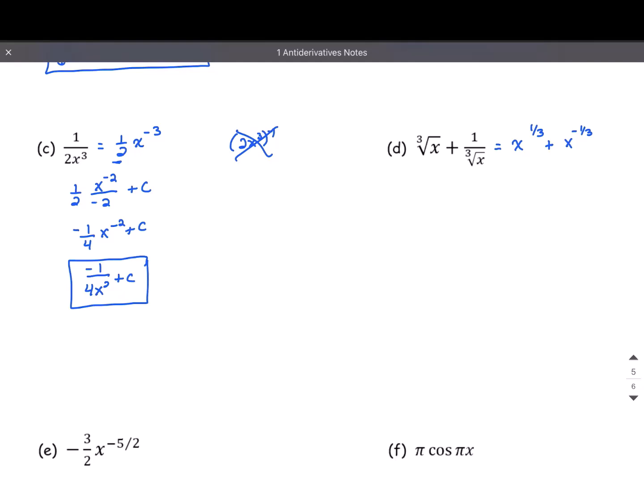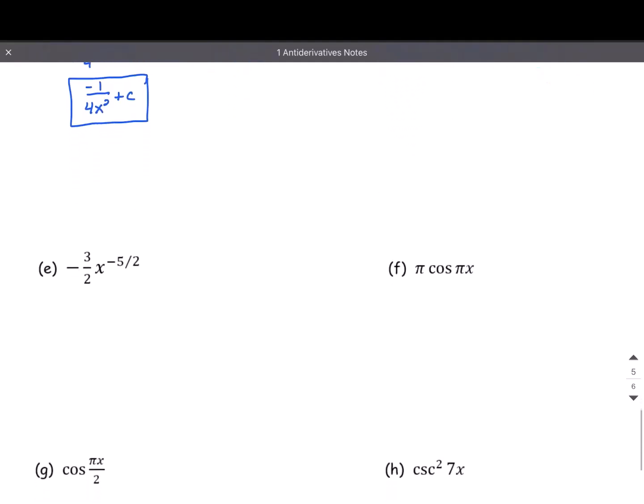Now the antiderivative of x to the 1/3, 1/3 plus 1, 1 plus 3 is 4, keep the denominator 3, but we have to divide by that exponent 4/3, which is the same as multiplying by 3/4. Then we're going to have plus x. Now negative 1/3 plus 1, negative 1 plus 3 is 2/3. And when we divide by 2/3, that's the same as multiplying by 3/2, and then plus c. And I'm going to let us stop here on this one.